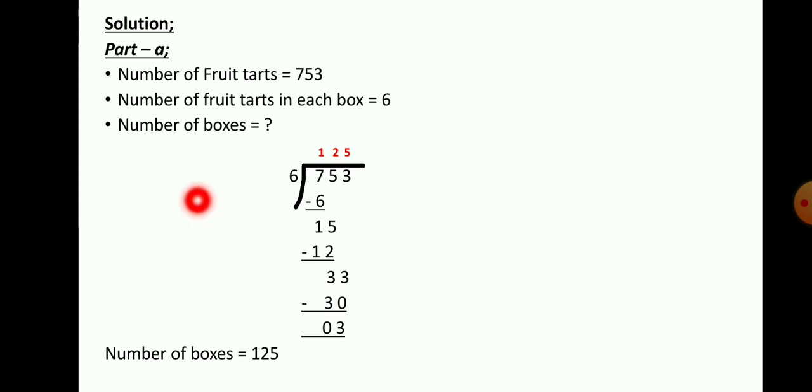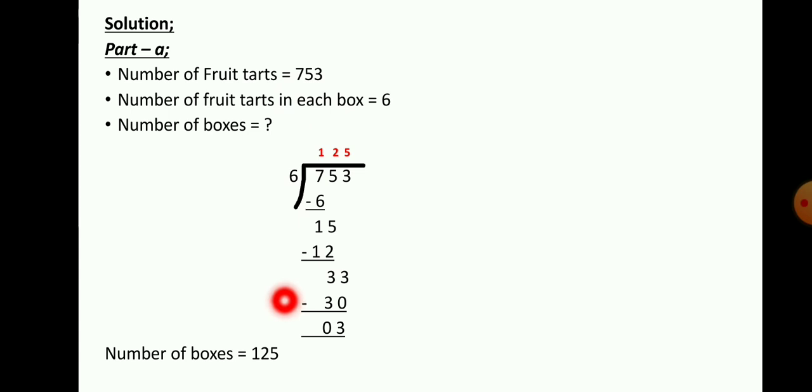So in this half, what we solved here is that the fruit tarts that she baked are 753 and she put 6 fruit tarts in one box. Okay, and we found out how many boxes there are in which she divides these fruit tarts. So she divides the fruit tarts in 125 boxes. Okay, so here we just found the number of boxes.